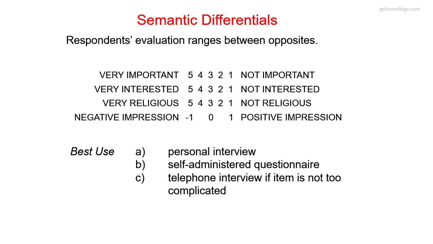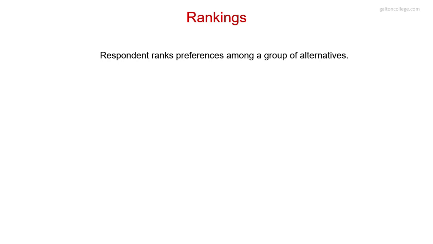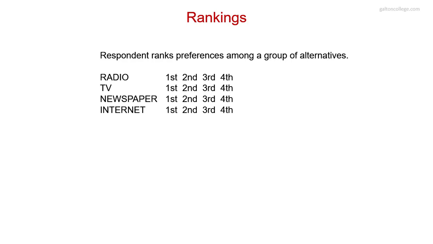So that's semantic differential. Now rankings. Well, respondents rank differentials among a group of alternatives. So here we've got radio, television, newspaper, internet. Where do you get your news? Where do you get your entertainment? Whatever the question is. We have a question. Where do you get your entertainment? Some people say, well, I get it first from the radio. I have the radio on all day. And where do you get your entertainment after that?